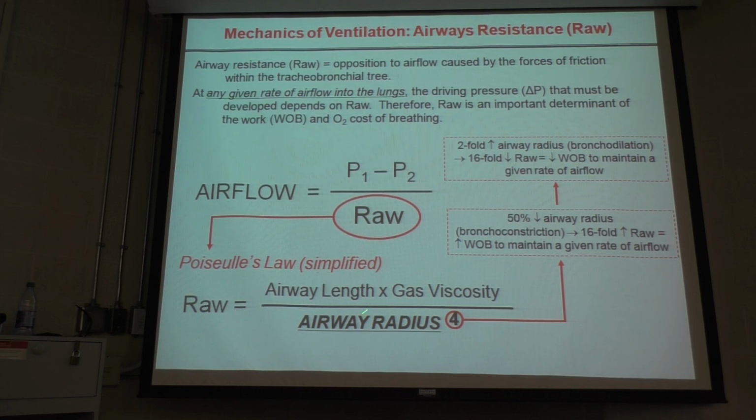And because airway radius is raised to the 4th power, we know that decreasing airway radius by 50% will result in a 16-fold increase in airway resistance, or a 16-fold decrease in airway conductance. So the point is that small changes in airway diameter and radius have dramatic changes in airway resistance. Airway resistance, in turn, dictates the amount of pressure the respiratory muscles need to generate in order, again, very key, to move a given amount of air into and out of the lungs.